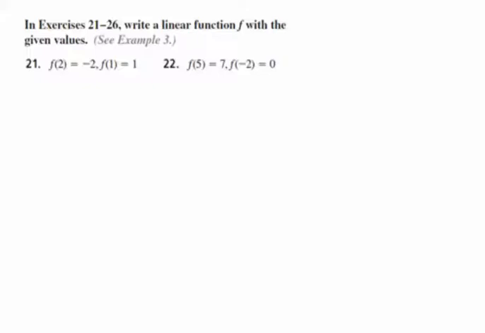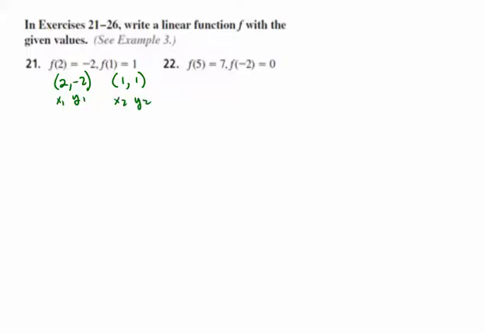In this video, we'll go on to look at some more of the homework problems, these ones dealing with function values, and we want to write a linear function for the line that passes through those 2 points or has those 2 function values. So we recall that f of 2 equals -2 means when x is 2, y is -2. F of 1 equals 1 means that when x is 1, y is 1.